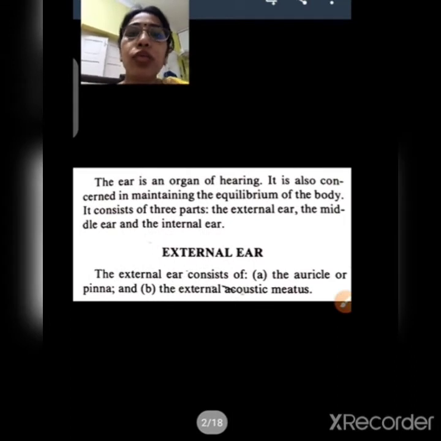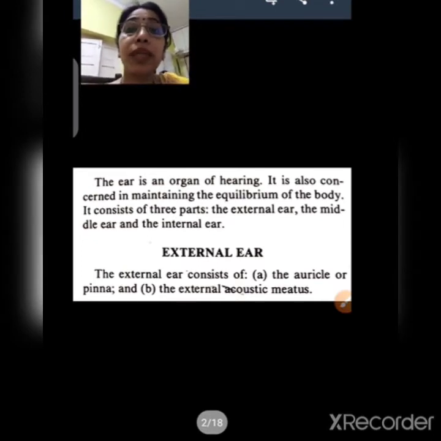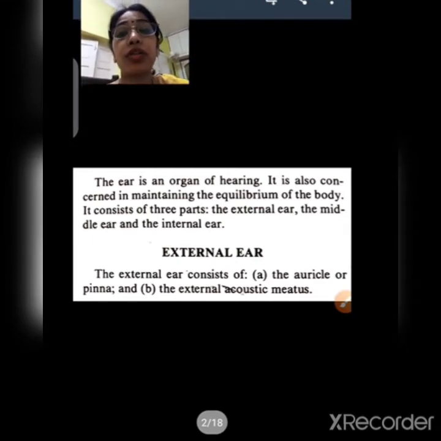So there are two parts. Totally, the ear is divided into three parts: the external ear, the middle ear, and the internal ear. The ear is a hearing organ. Along with it, it maintains the equilibrium of the body, means it maintains the balance, the coordination of the body.